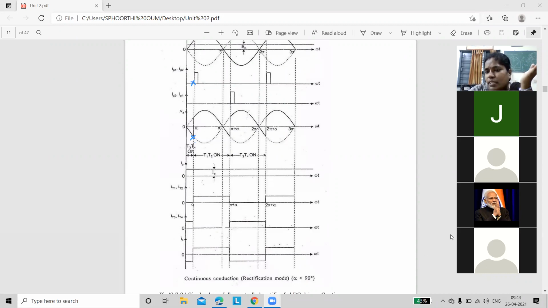Please avoid the disturbance. 39, whatever it is, who is that? Okay. Is there any other doubts in your waveforms? We'll go over the other waveforms.